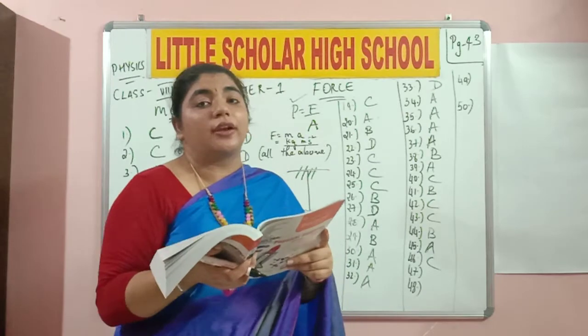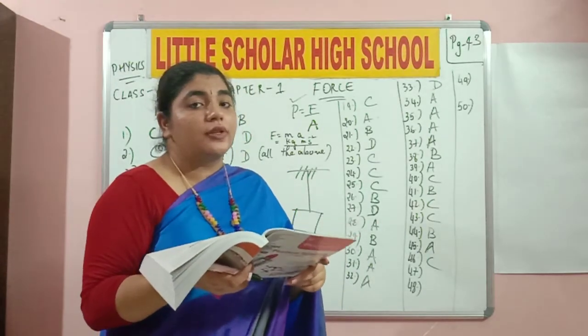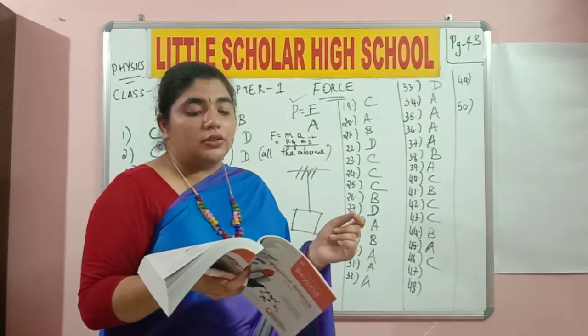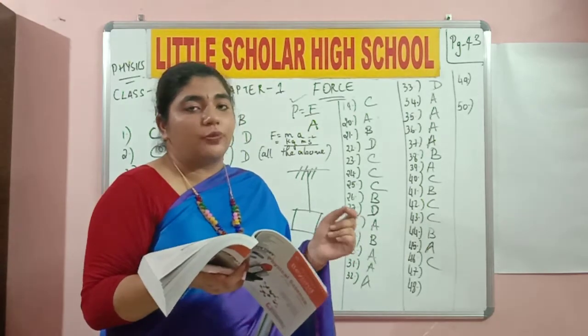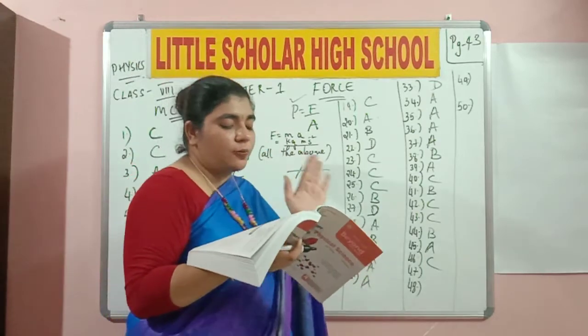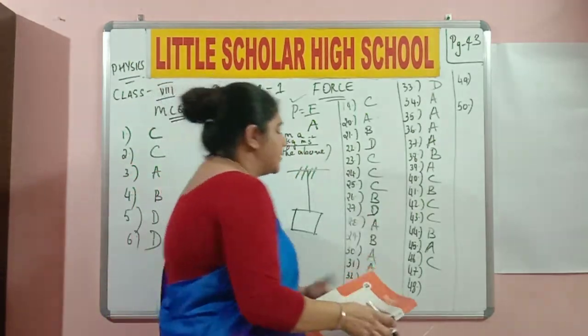Fourth one, sharpening a knife. Yes, you need friction over there. If there's no friction and you're doing it on a smooth surface, then the knife might slip from your hand and you might get hurt. So it is options 1, 2 and 4. C.